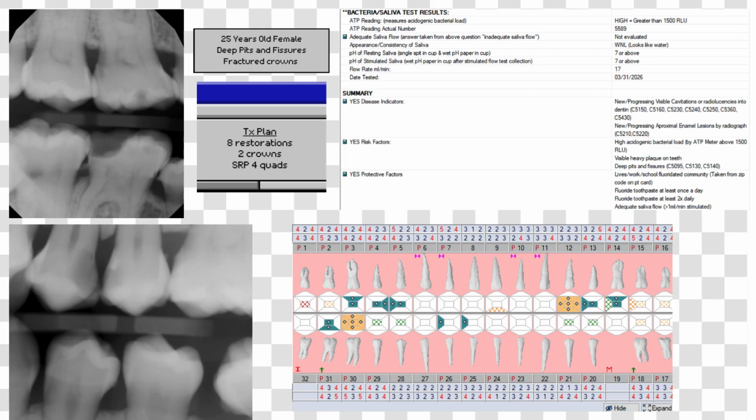So to evaluate caries risk, I used a combination of radiographs, clinical examinations, and salivary testing. The patient's ATP reading showed a high reading of 5,589, indicating a significantly elevated acidogenic bacterial load. Also, the saliva assessment showed watery consistency, suggesting compromised protective function, although flow rate was within a normal stimulated range.